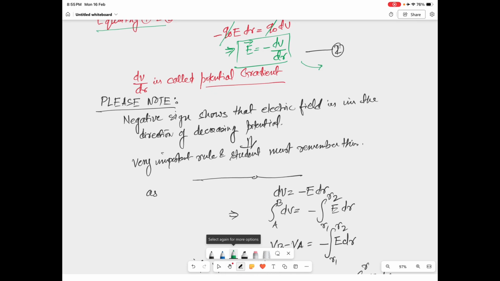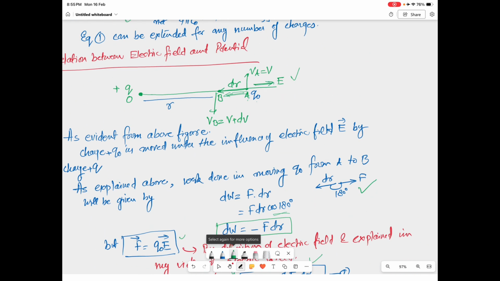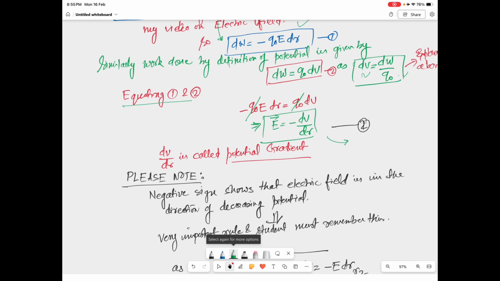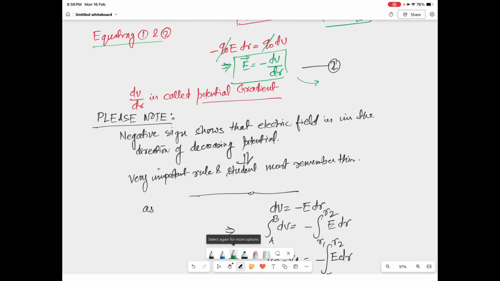So you must remember at this point, what does this negative sign show? It shows that the electric field is in the direction of decreasing potential. You can see here, the direction of the electric field is in the direction of decreasing potential. Potential is decreasing from VB to VA. So the minus sign has a significance, in the sense that we can say the electric field direction is in the direction of decreasing potential. This is very important and you must remember.